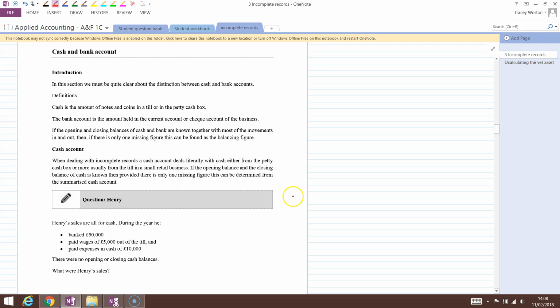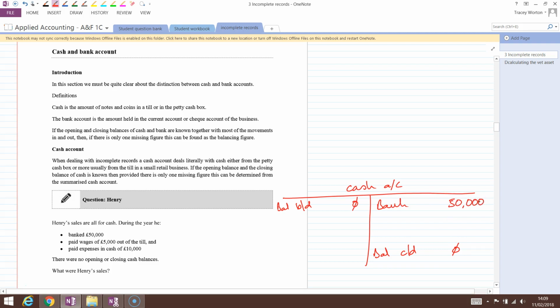So if we draw up a T account dealing with this, we're going to have a cash account, and it says that there was no opening or closing, so the balance brought down is 0. The balance to carry down is also 0. We're then told that we banked 50,000, so that would be going out of the petty cash tin into the bank account, so it would be a credit to the cash account for 50,000.